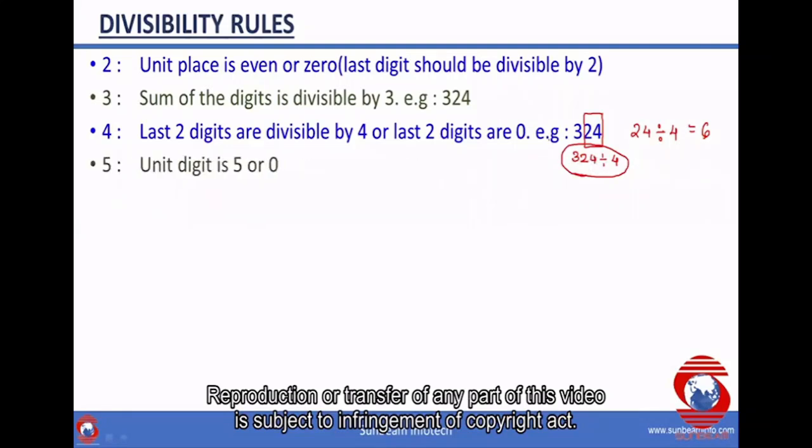Now moving to the next one. Do I need to tell you? What is the divisibility rule for 5? If the unit digit is 0 or 5, then the number is divisible by 5, right? So this is something that we all know.